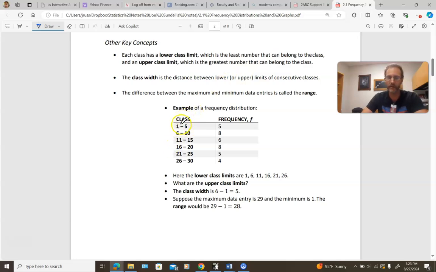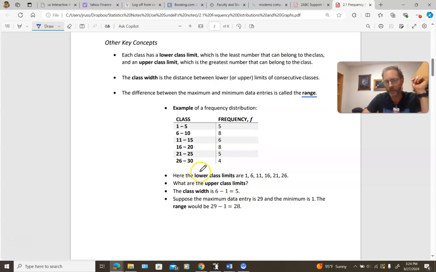So this example right here, you can see, now we don't actually know what the data is, okay, but we can see that these classes, my first class goes from 0 to 5, and my second from 6 to 10, etc. So the difference between these two consecutive lower limits is the class width, or you could use the two upper limits. Okay, so you can see that difference is going to be 5. And then the difference between the maximum and the minimum data value itself is what we refer to as the range of the data. Okay.